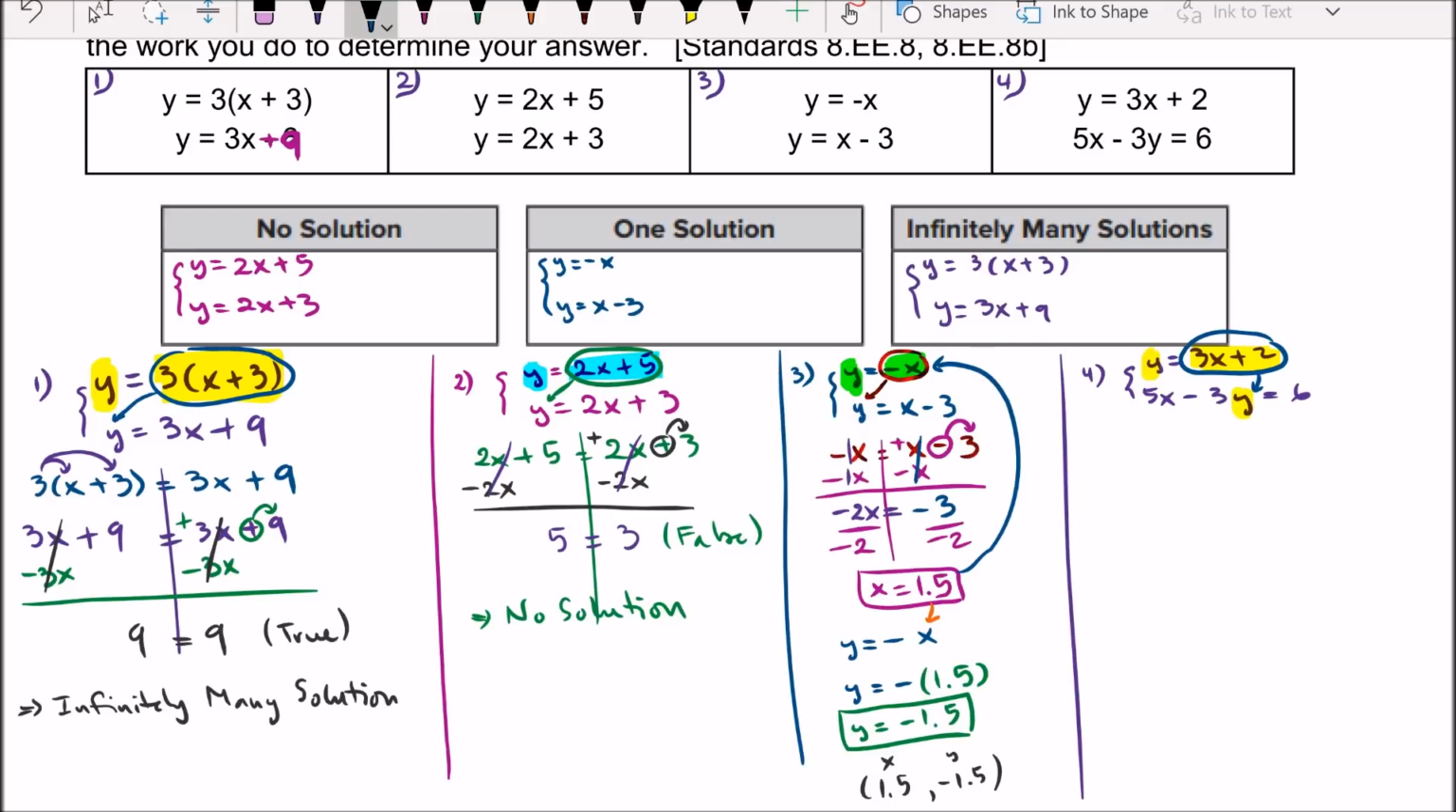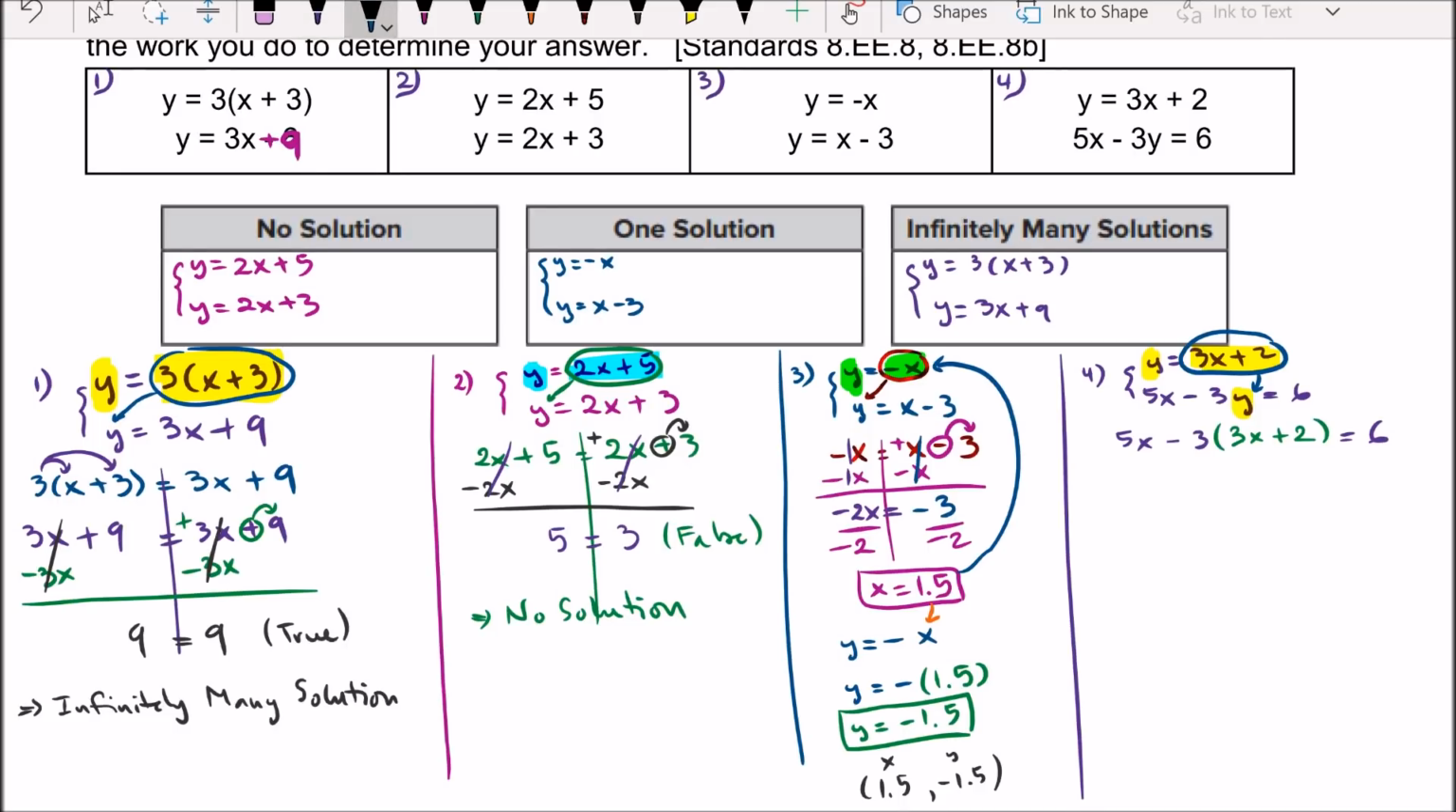So we have, I'm going to use the same color, 5x minus 3. Instead of putting down y, I'm going to put it in parentheses, 3x plus 2. We replace y with the 3x plus 2, which means you take the y out and put in 3x plus 2. Make sure there's no y left in your equation. This equal to 6. Alright.